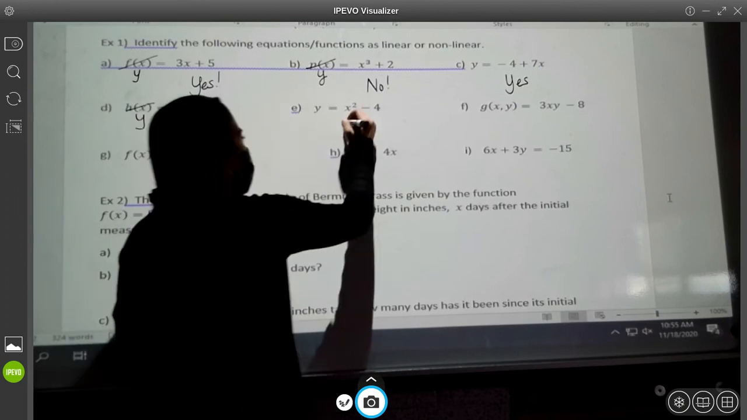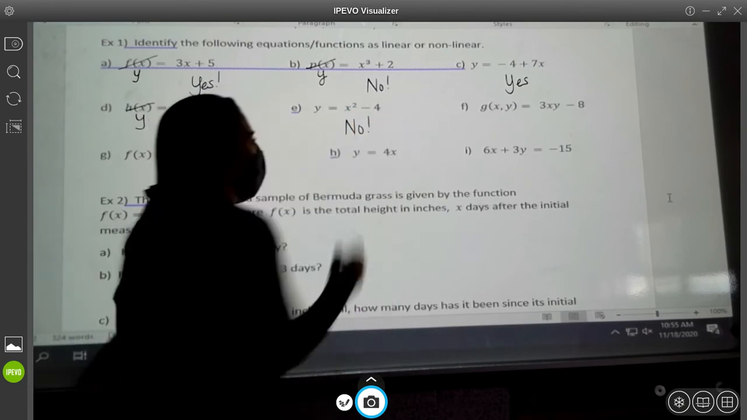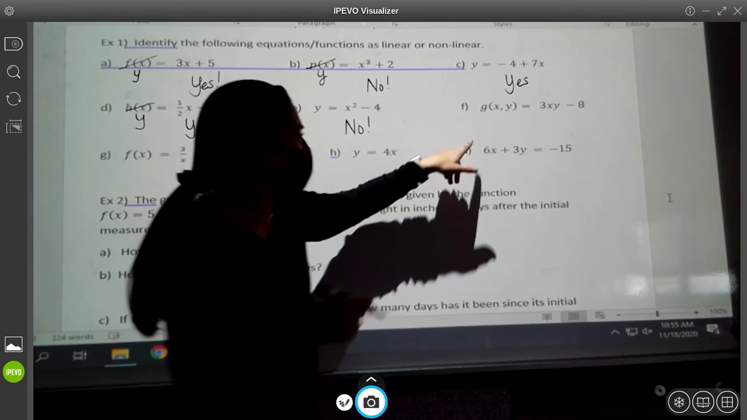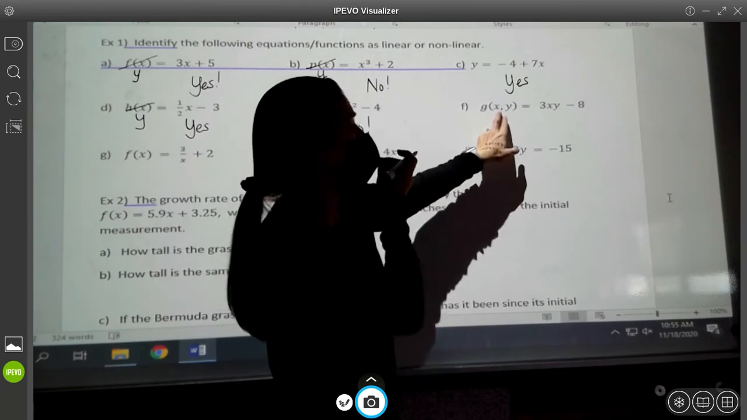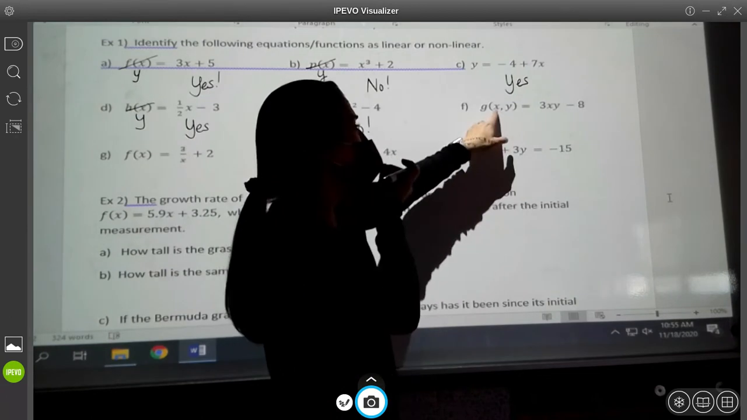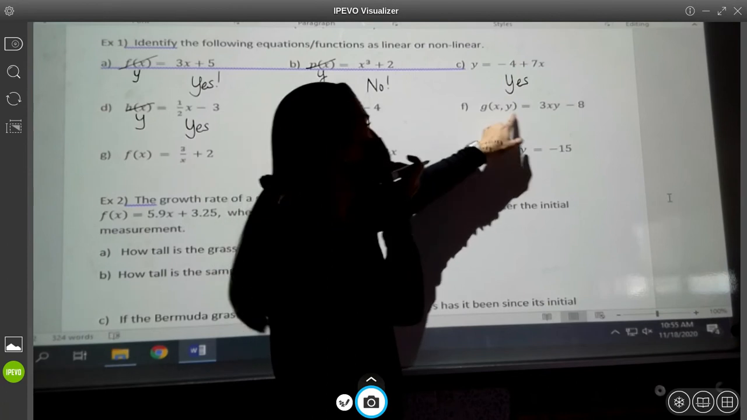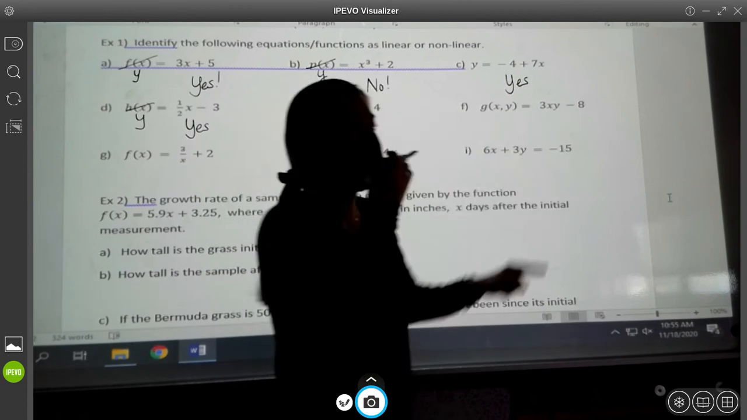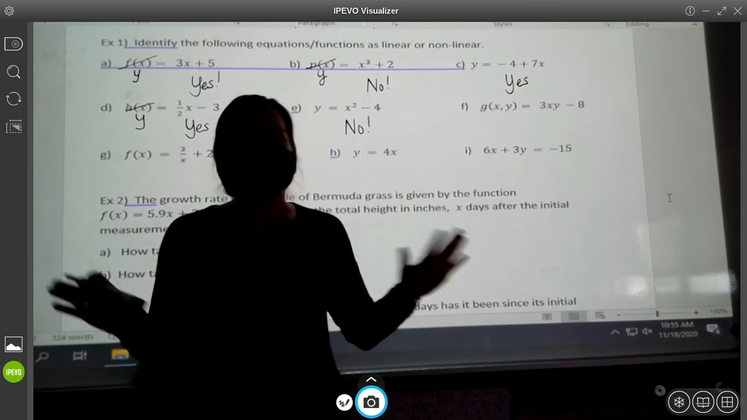All right, what about this one? Oh, fancy. Look at this one, guys. This is a function where it has 2 inputs. You plug a number in for x, and you plug a number in for y. Look what you're going to do with them. You're going to multiply x and y together. Is that linear? No, this is way too complicated. This ain't simple. This ain't basic. This is not linear.